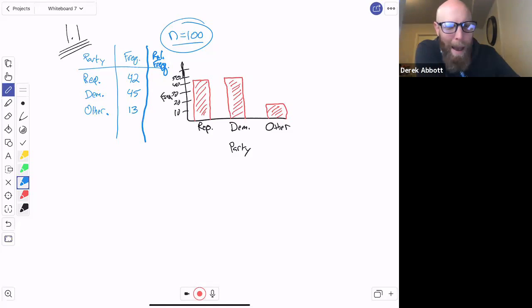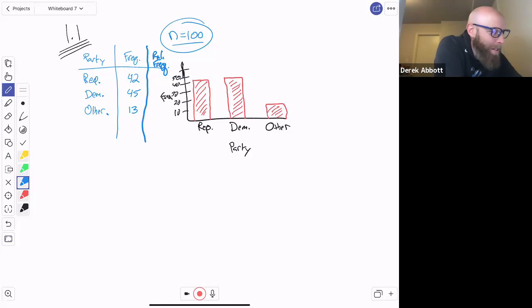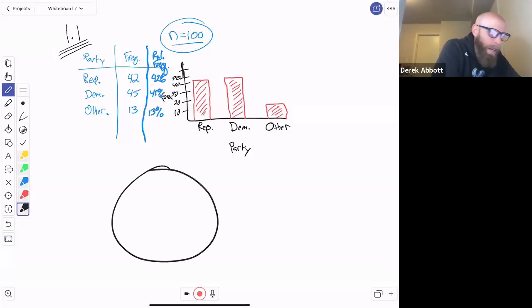Now, since I magically made 100 my sample size, it makes it easy. 42 out of 100 is 42%. 45 out of 100 is 45%. 13 out of 100 is 13%. So that made it nice and easy. So as I go to build a pie chart, we're going to pie this thing off. And if I was just going to divide these in, that's not a great circle, and my lines aren't great and straight, but good enough. We'll get a pretty good estimation of what's going on here. So what I would want to do is put Republican Party, Democratic Party, and then I got my other.